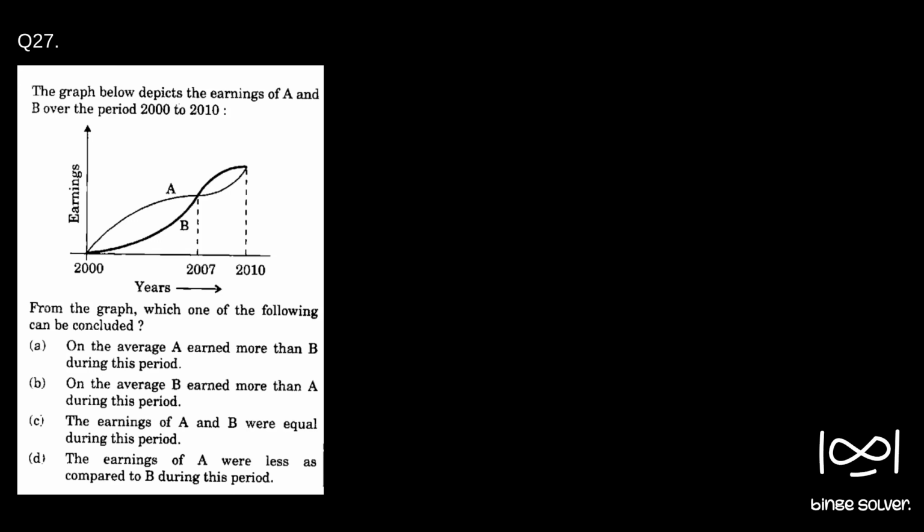A, on the average, A earned more than B during this period. B, on the average, B earned more than A during this period. C, the earnings of A and B were equal during this period. D, the earnings of A were less as compared to B during this period.